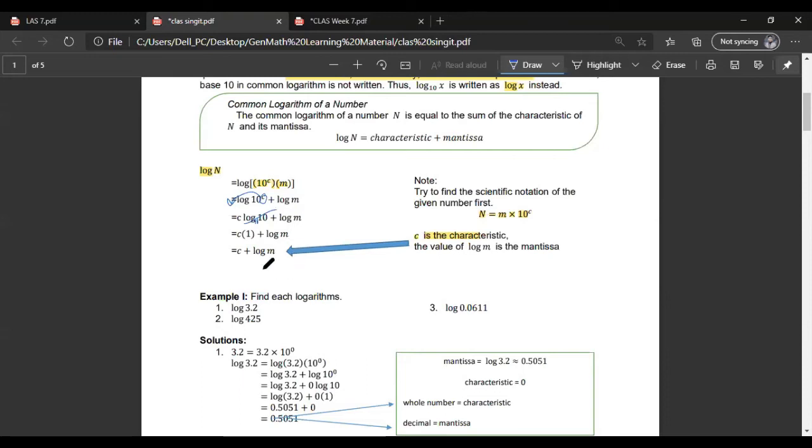Ngayon, class, yung sinasabi sa logarithm of n, characteristic plus mantisa, yung c natin dito is what we call the characteristic, and yung logarithm of m, pag hinanap mo yung value nun, that would be the mantisa. Okay? So, yun po yun siya.